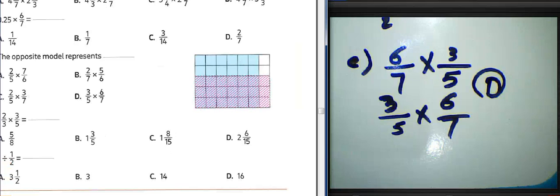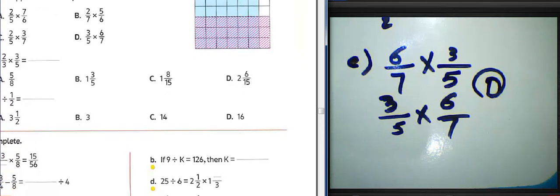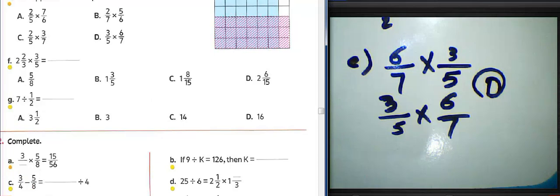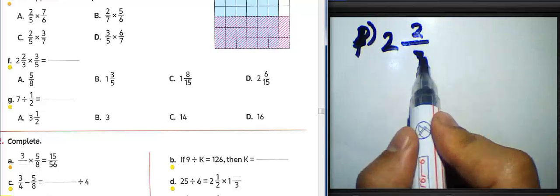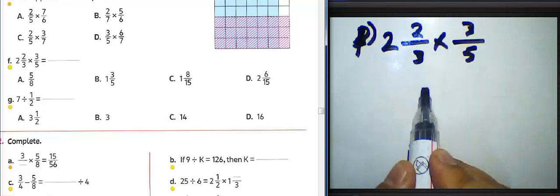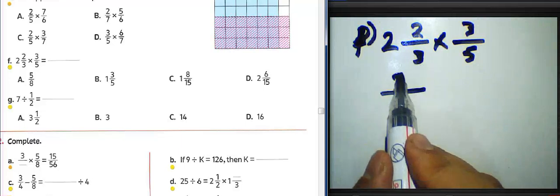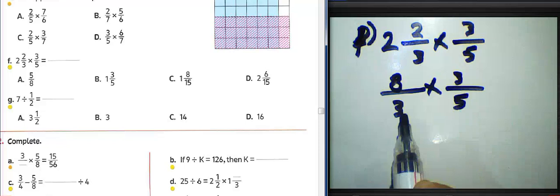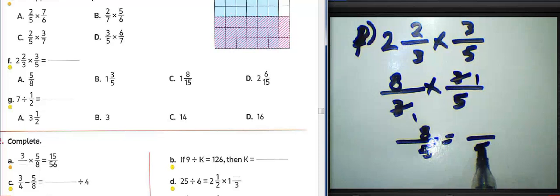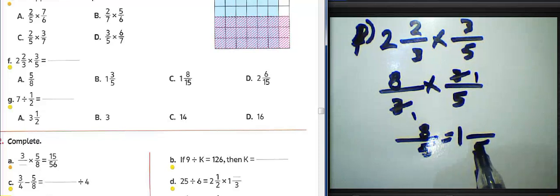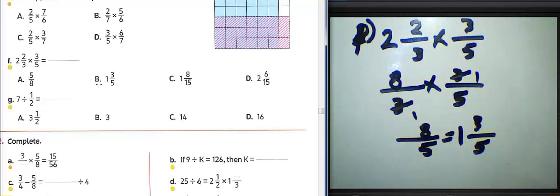Okay, it's letter D. Question F. Letter F. Okay, my students? Letter F. 2 and 2 over 3 multiplied by 3 over 5, right? 3 in the denominator, 2 times 3 equals 6, 6 plus 2 equals 8. And then 3 over 5, 3 divided by 3 equals 1. 1 times 8 equals 8, 1 times 5 equals 5, right? 8 divided by 5 equals 1, and the remainder 3. Choose letter B about this example.